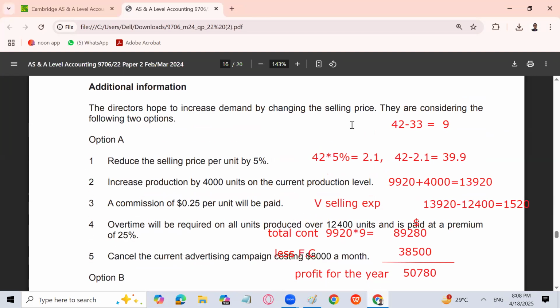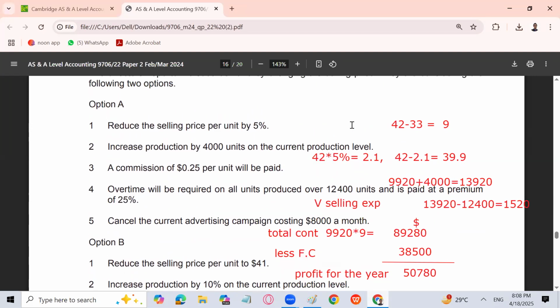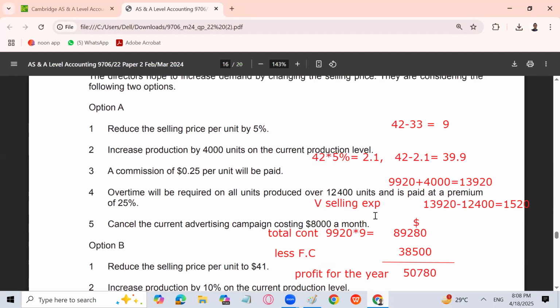But this is not for all units. The 12,400 units are supposed to be paid at the rate of 18 for direct labor. But the units above that, 1,520, will be paid 25% more, which is 1,520 into 22.5. Cancel the current advertising campaign costing 8,000 a month. So what will happen? The advertising campaign fixed cost is going to decrease by 8,000.